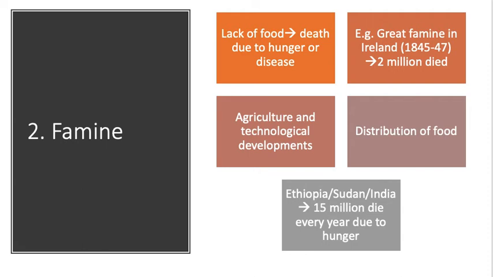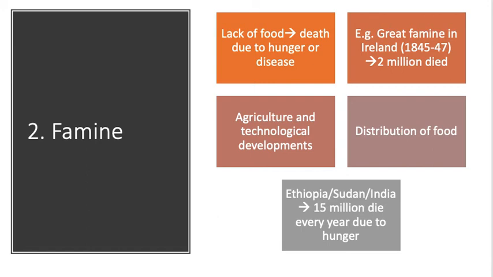Famine affects the death rate. Obviously, if there's a lack of food, there will be death due to hunger and also death due to disease. For instance, in the Great Famine in Ireland in 1845 to 1847, 2 million died.